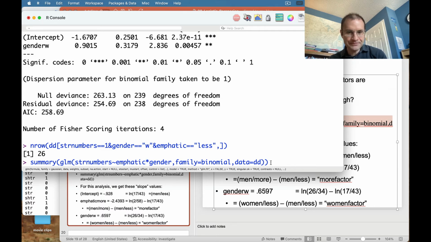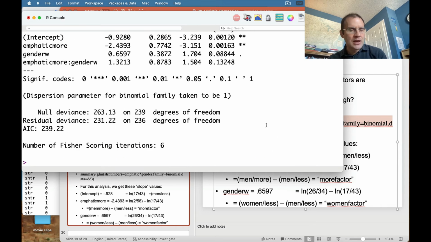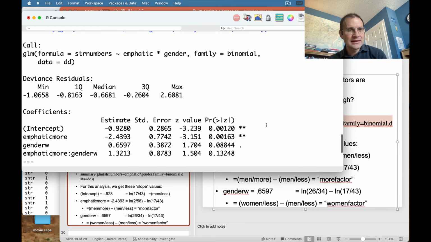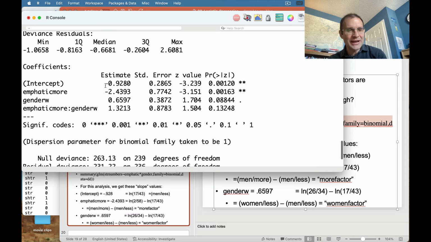So let's run it. See what happens. And we get this. So again, we get a new intercept estimate here. And then we're getting new slope estimates for both the emphatic factor and also the gender factor, and then one for the interaction as well. It turns out if you look over here, we only get one significant result, which is the emphatic factor, and the gender is close in terms of its p-value, but no cigar. We just get a little period, a little dot.